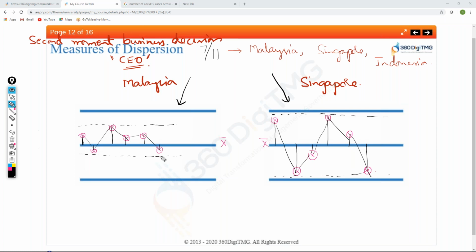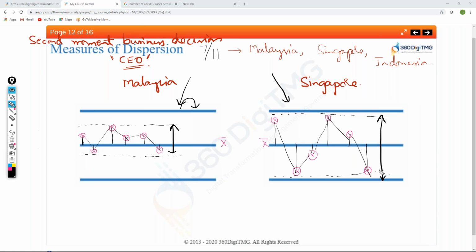If the dispersion is less, then uncertainty is less. The future value, the next predicted value, would lie in this range. But when you look at this, the next value can range anywhere in this. So the uncertainty is more here. Here the uncertainty is less. Hence dispersion matters.